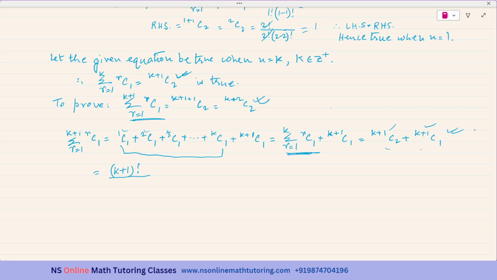So K plus 1 C2 will be K plus 1 factorial over 2 factorial times K plus 1 minus 2 factorial. Okay. Plus K plus 1 C1. So it is K plus 1 factorial over 1 factorial times K plus 1 minus 1 factorial. Okay. So this is equal to K plus 1 factorial over 2 factorial, and K plus 1 minus 2 is K minus 1.